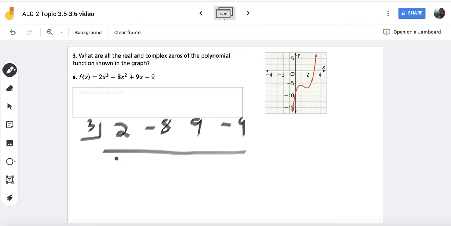Let's see, bring down the 2. 2 times 3 is 6. 6 plus negative 8 is negative 2. Negative 2 times 3 is negative 6. Negative 6 plus 9 is positive 3. 3 times 3 is 9. And yes, it does come out to 0. So that means 3 is one of the roots. We don't want to forget that.